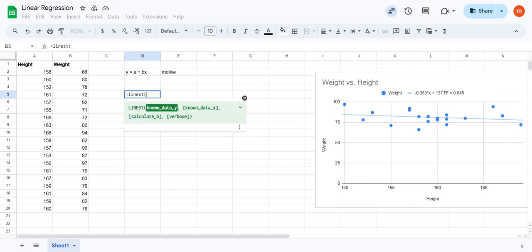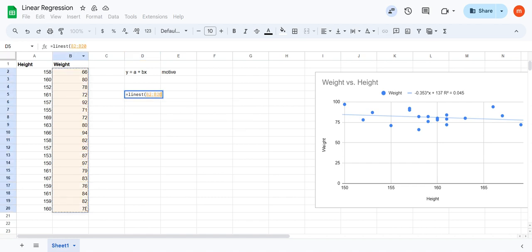Now it's basically asking you in the function to put in the known data y. Always remember y is always the dependent variable in linear regression. There can only be one y. There can be multiple x's depending on what your problem statement is. So I'm gonna go ahead and select the y.